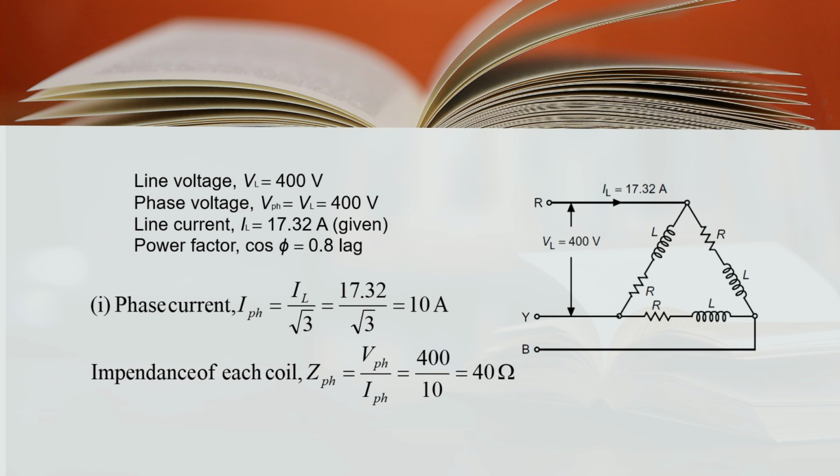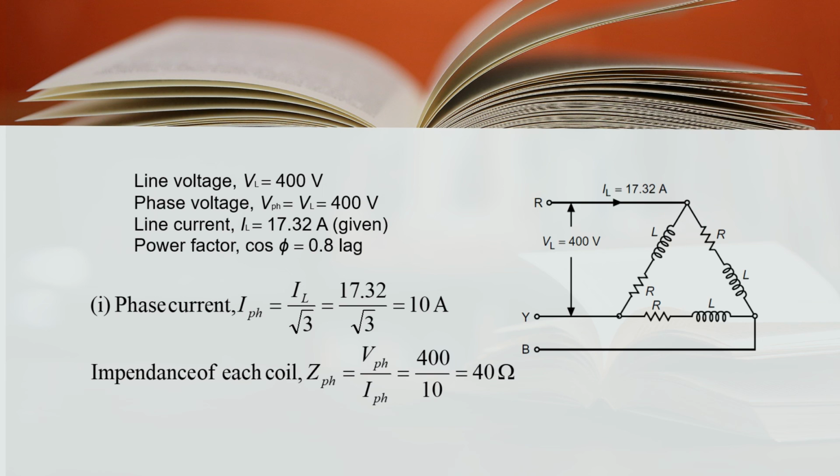And here is another quantity that is given, that is line current, and the value of this line current is what? IL is equal to 17.32 ampere, and power factor is also given, that is power factor cos phi is 0.8 lagging. Now you have a value of the line current, so you can calculate the phase current.